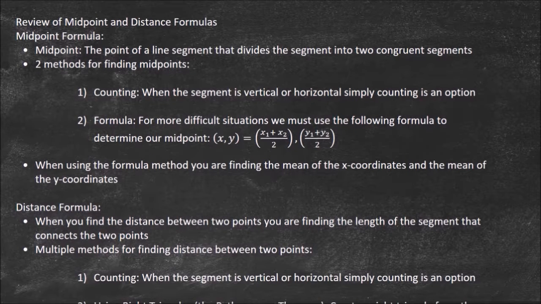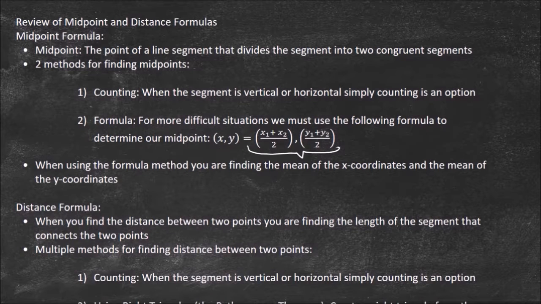You can do it by counting, which is only an option when it's a horizontal or a straight line. So that's really not an option. Really what you have to do is use the formula, which is (x1 + x2)/2, comma, (y1 + y2)/2. So this is what you really need to memorize right here. Let me underline it. This is the key to the midpoint formula.